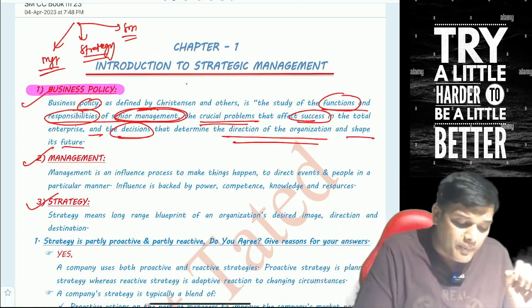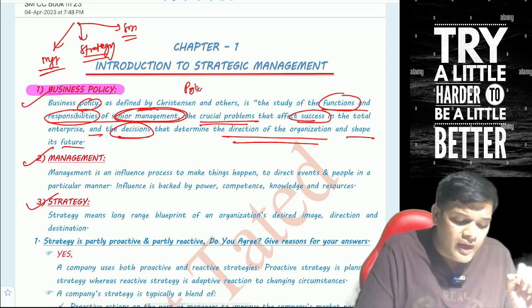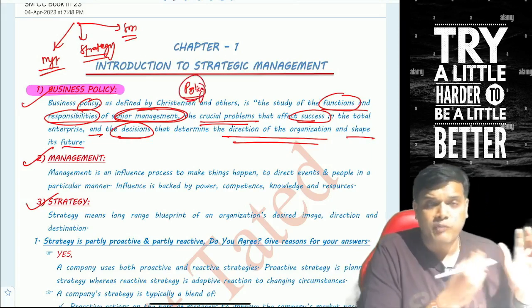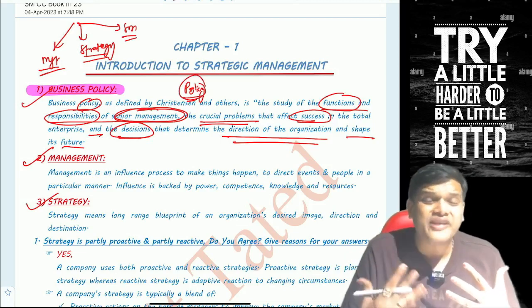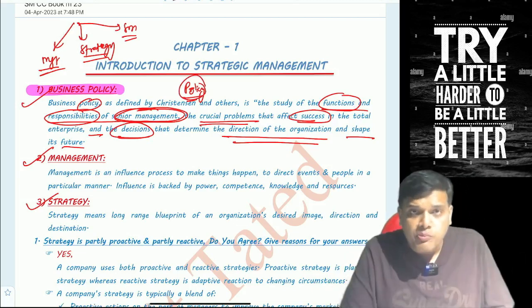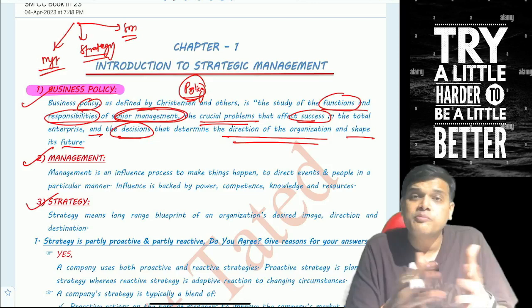Whenever I discuss a policy, just remember, again I'm telling you, this point is not about remembering the definition as such, but about understanding the concept from an MCQ point of view or any element which may be involved in a case study.